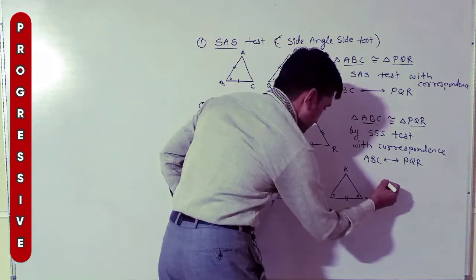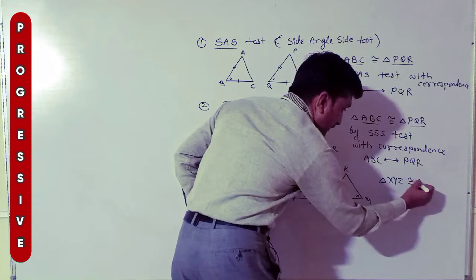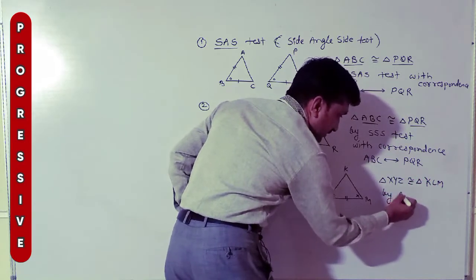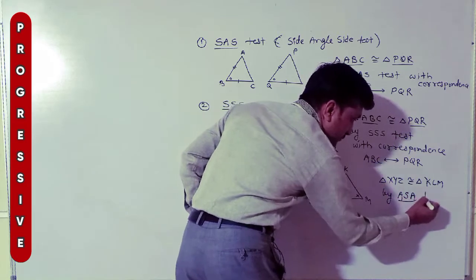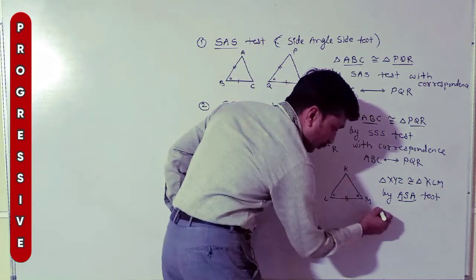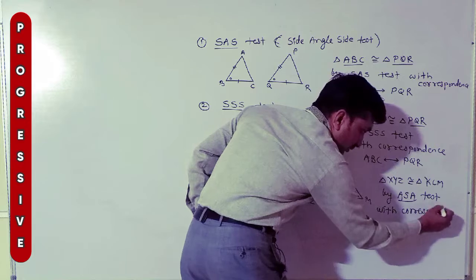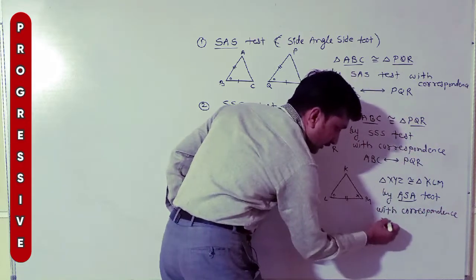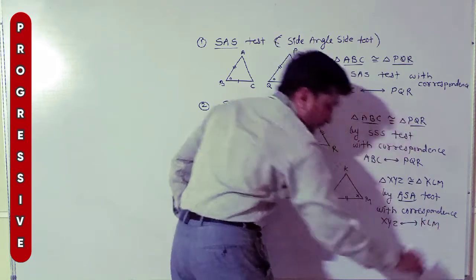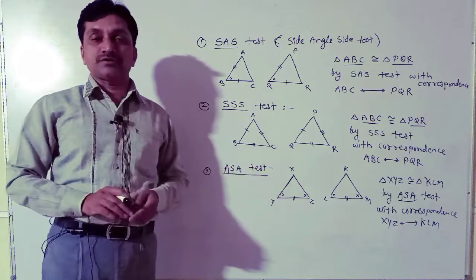Now write down this. How to write? Triangle XYZ is congruent with triangle KLM by which test? ASA test, means angle side angle test. With correspondence XYZ corresponds to KLM. This is the third test, ASA test.